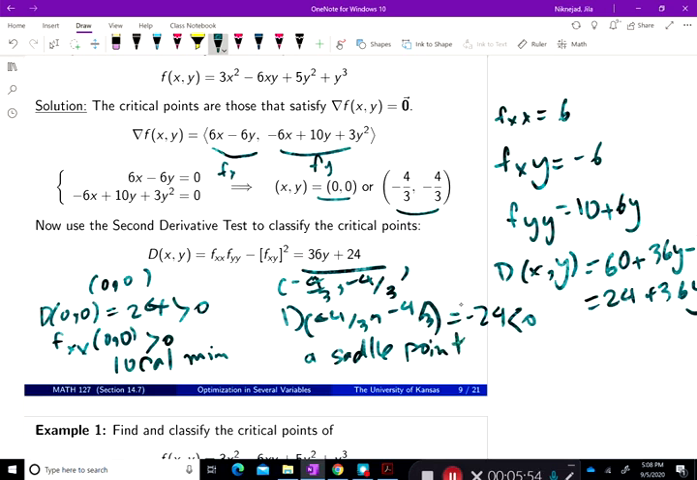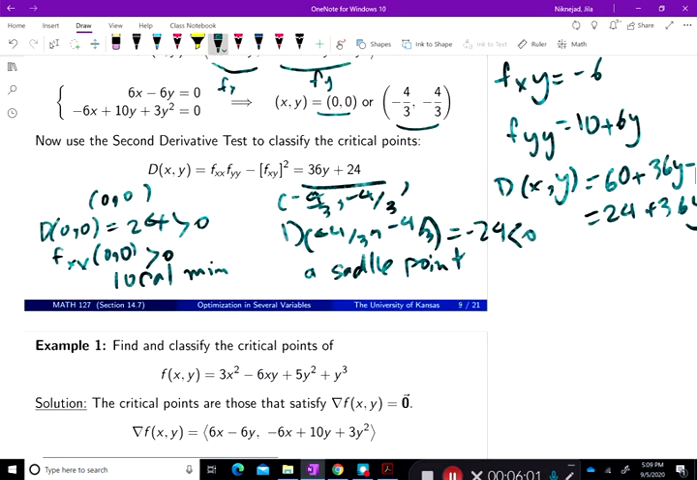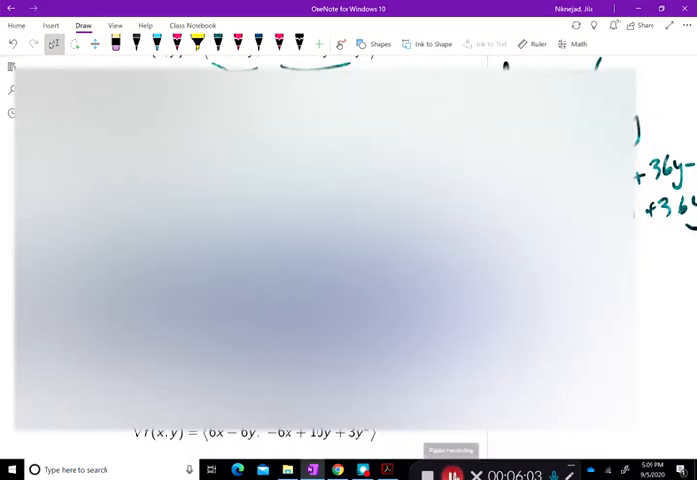And so that's how you basically characterize both of the critical points.